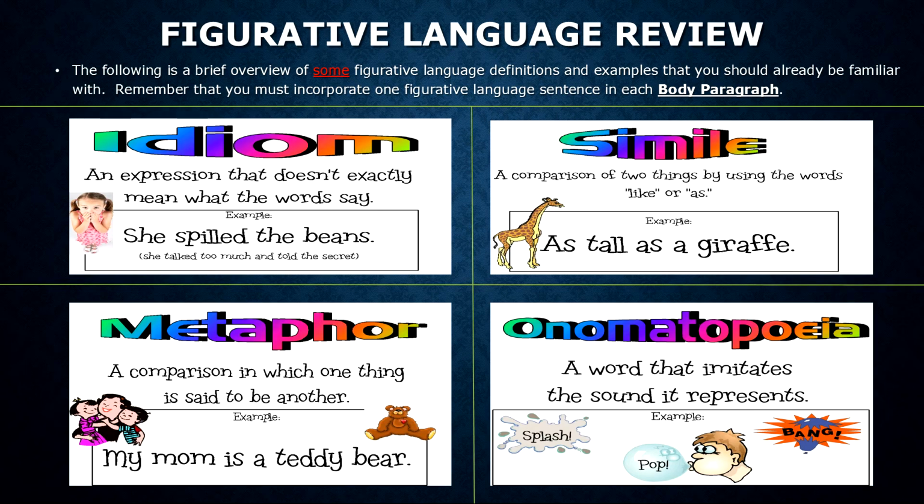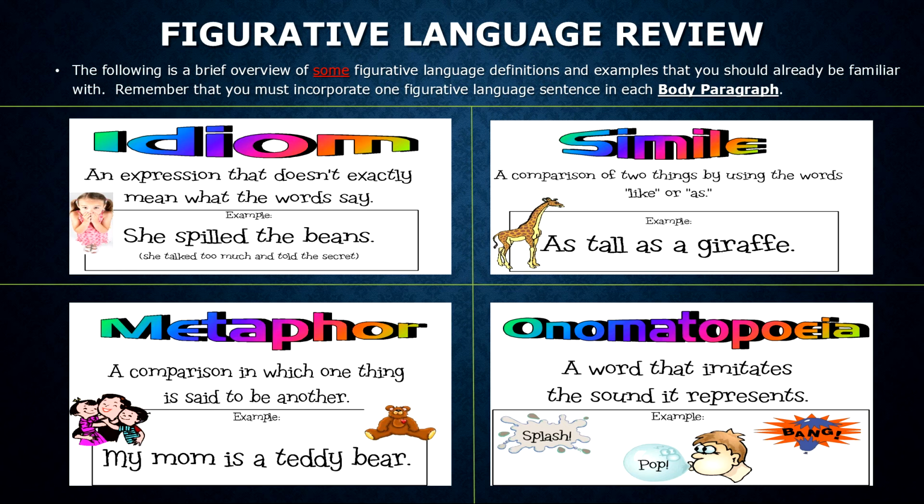Figurative language review. The following is a brief overview of some figurative language definitions and examples that you should already be familiar with. Remember that you must incorporate one figurative language sentence in each body paragraph. Idiom: an expression that doesn't exactly mean what the words say. Example: she spilled the beans, which means she talked too much and told the secret.